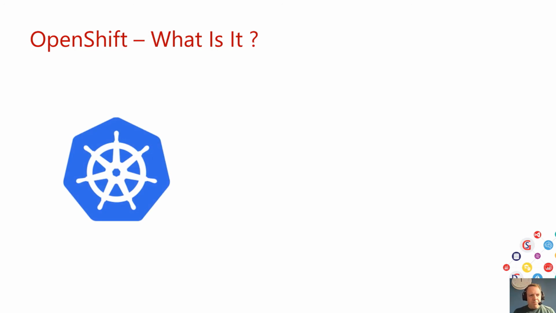OpenShift, what is it? If you've been following big data clusters and what Microsoft are doing, they've been mentioning Red Hat and OpenShift quite a bit. So what is it? It's built on top of Kubernetes, but it's Kubernetes plus a number of things, which includes a built-in registry. It includes a whole bunch of things which give you what is called a developer experience.